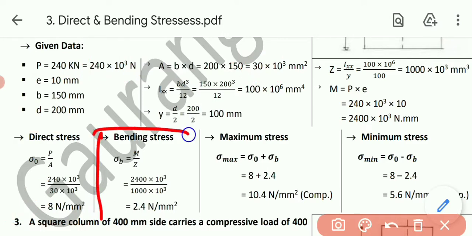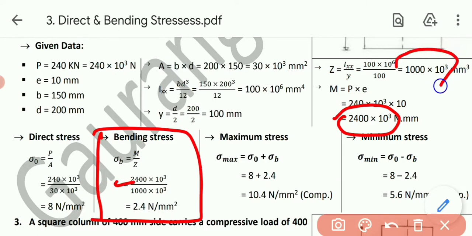Now next, that is bending stress, sigma b. Formula stands for M by Z. Now M, that is 2400 into 10 raised to 3, and Z, that is we can say over here 1000 into 10 raised to 3, that is this one. By simplifying this one, I will get sigma b, that is 2.4 Newton per mm square.